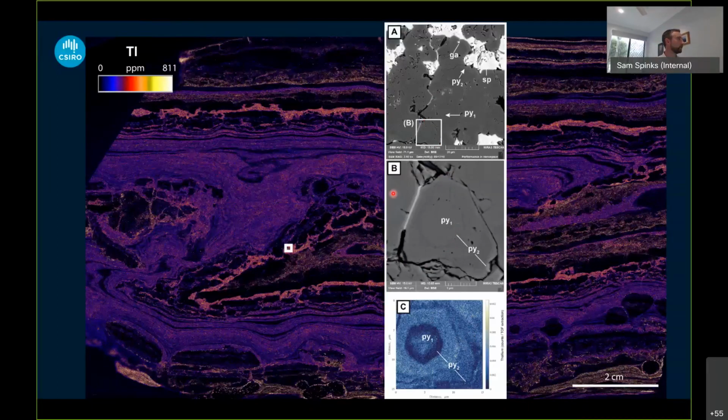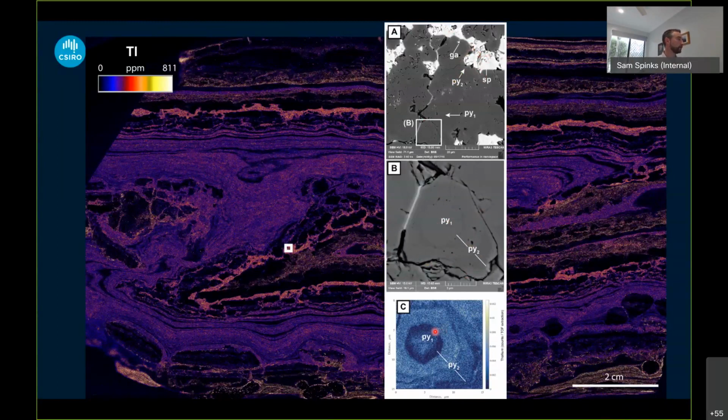So what we see in this area here is the pyrite is formed of these central earlier cores, which are then overgrown by layers of euhedral later pyrite, and this all occurs paragenetically before the arrival of the base metal sulfides. So this is sphalerite through this bright zone here.